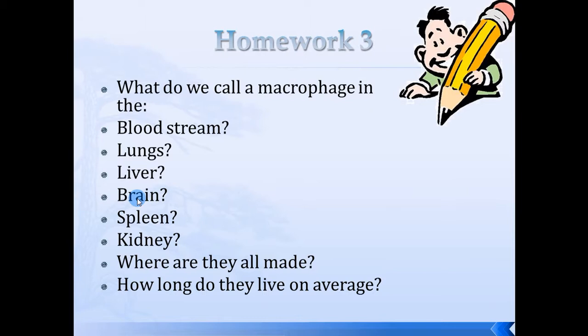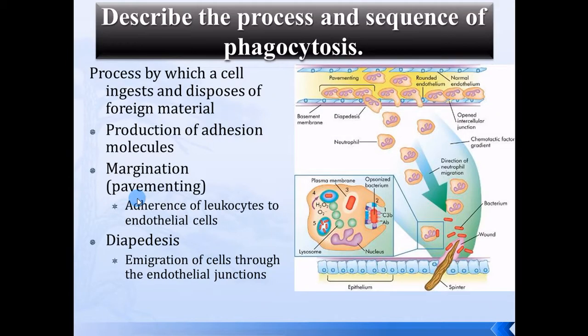Right? And then where are they all made, and how long do they typically live on average? You'll find there are patterns. You don't have to go through and look at every single one. You can find patterns to it. So a macrophage's main job is phagocytosis.